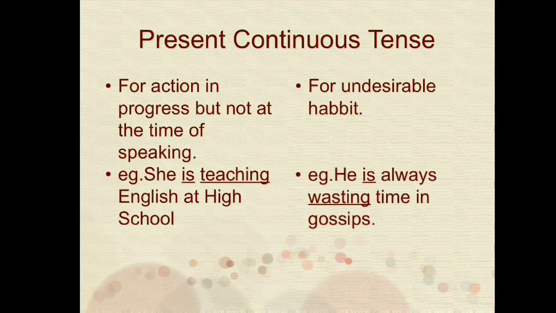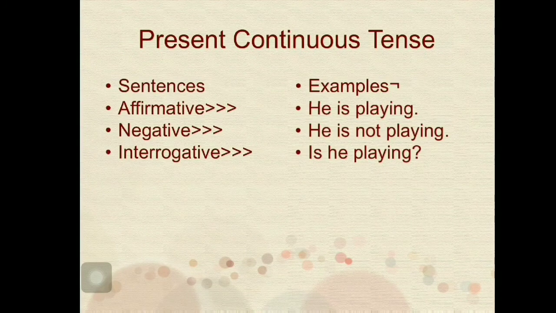Present continuous tense is used for action which is in progress but not at the time of speaking. For example, she is teaching English at high school. Another example is for undesirable habit. For example, he is always wasting time in gossips. So when we want to talk about these two kinds of actions, we can use present continuous tense. Examples are for the affirmative, he is playing, negative, he is not playing, interrogative, is he playing?